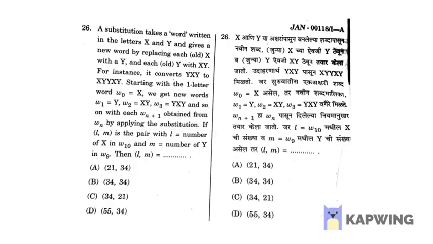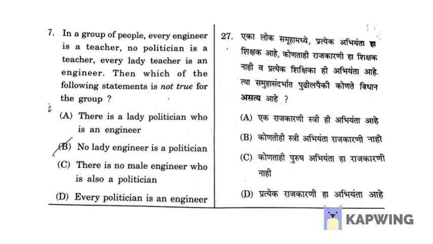Friends, for the 26th question, I am not reading the question because it's quite big. Just read the first two lines: a substitution takes a word written in letters X and Y. So for this question, the correct answer is B, that is 34. Now moving on to the next question.